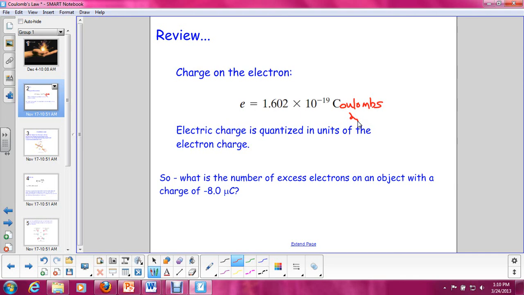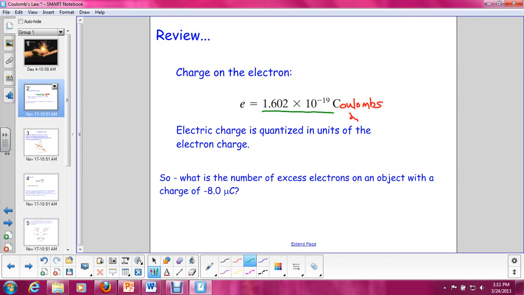Electric charge is quantized in units of the electron charge. So remember, we can't have half an electron or a third of an electron or 7.2 electrons. We can only have whole numbers of them. So that means we can only have whole numbers times this amount of charge.